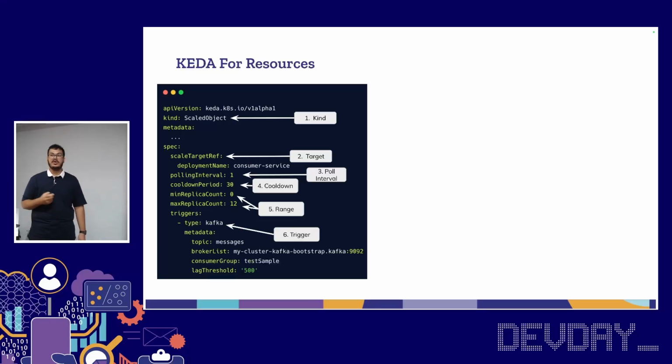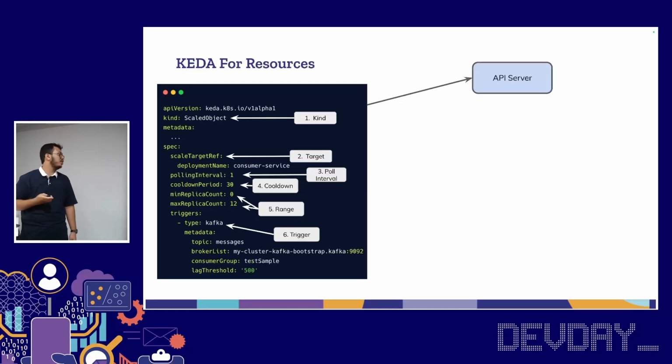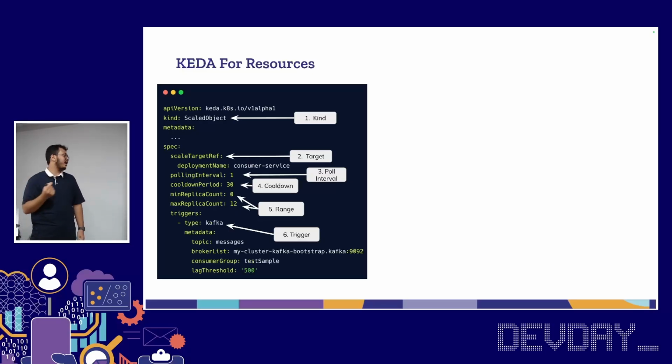And finally, you have triggers. These are actually the way you tell KEDA what external source to connect to. So here we have a trigger for Kafka. And we are saying monitor the topic that has the name messages. You are giving it a list of brokers to connect to. You are saying that for this particular consumer group called test sample, I want the lag to be around 500. So then your scaler for KEDA will actually connect to Kafka and make a metric out of this.